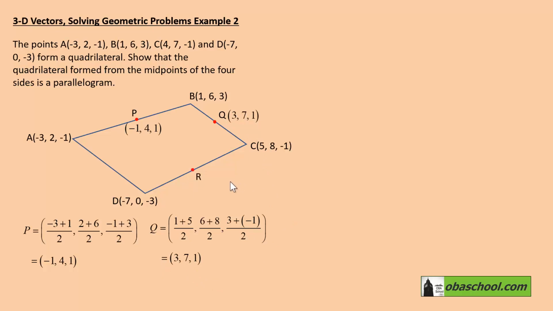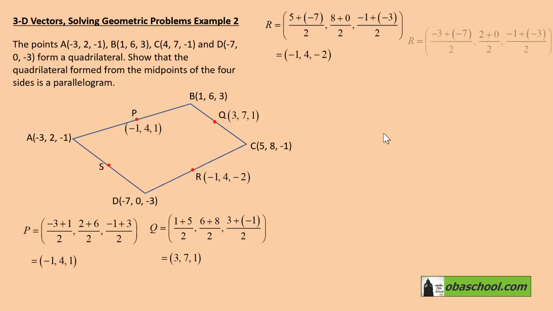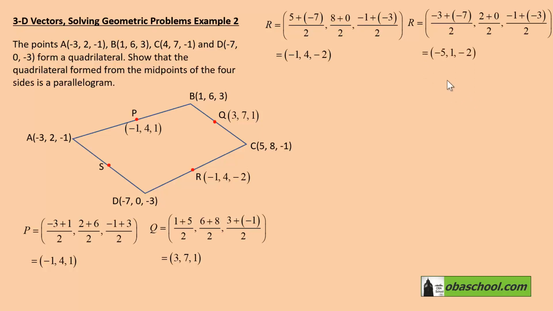Let's say that R is the midpoint of CD, and average the coordinates again, and we find that R is (-1, 4, -2). And if we say that S is the midpoint of this side, then we'll average the coordinates for A and D. So averaging the x coordinates, the y coordinates, and the z coordinates, and that gives us (-5, 1, -2).